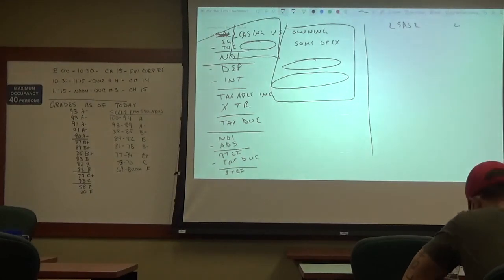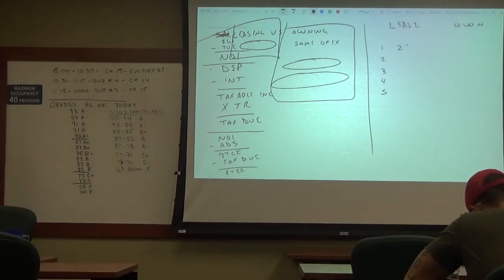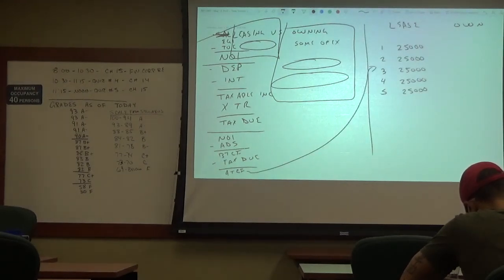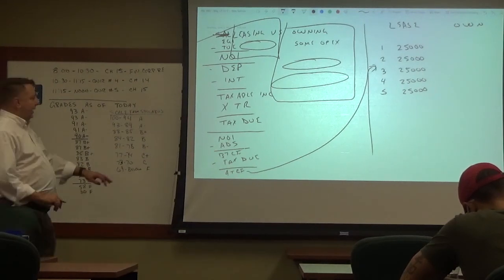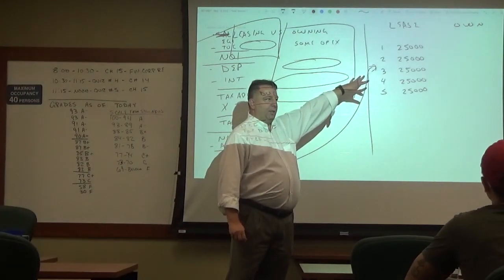But at the end of the day, what really matters is, so lease, own. Let's say that our after-tax cash flow over a 5-year period for leasing is maybe $25,000. That's all that we're really saying. So our after-tax cash flow for each year might be $25,000. Does that make sense?